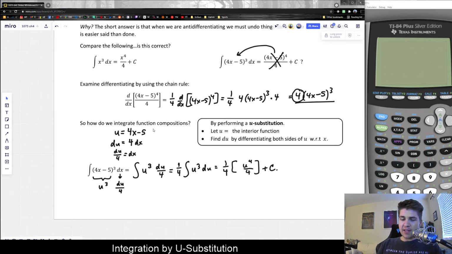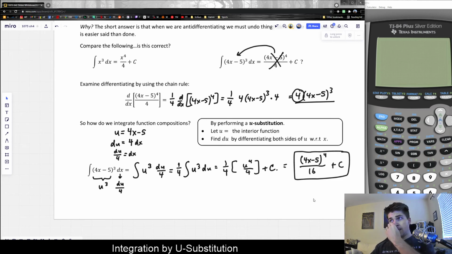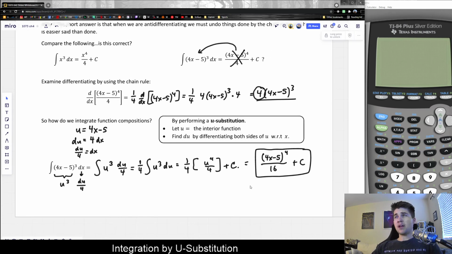Now that I've solved the antiderivative, well, I have 1/4 times 1/4 is 1/16. So I just have u to the 4th, and u is 4x minus 5, as I wrote. And then that's all going to be over 4 times 4, which is 16. So my final antiderivative here will be (4x minus 5) to the fourth divided by 16 plus c.